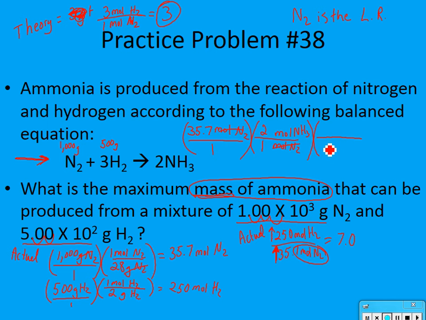So moles of NH3 is on top, so moles of NH3 goes on bottom. In 1 mole of NH3, what's its molar mass? Nitrogen's 14, hydrogen's 1. I've got 3 of them, so what is it? 17 grams. Okay. Now we can multiply across. So 35.7 times 2 times 17. And I'm getting 1,213.8 grams of ammonia.